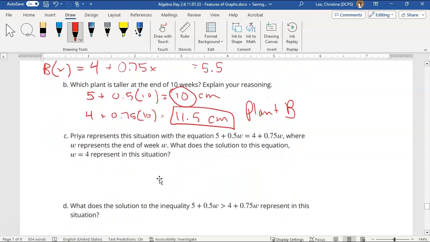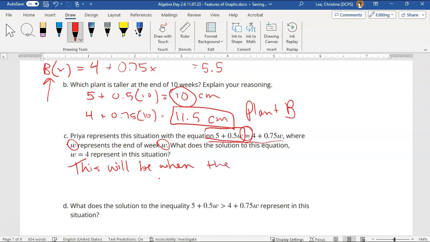Priya represents this situation with the equation 5 plus 0.5W equals 4 plus 0.75W, where W represents the end of week 4. What does the solution to this equation, W equals 4, represent in this situation? So because she said these equal, this represents the height of the plant. So this will represent when the 2 plants have the same height.